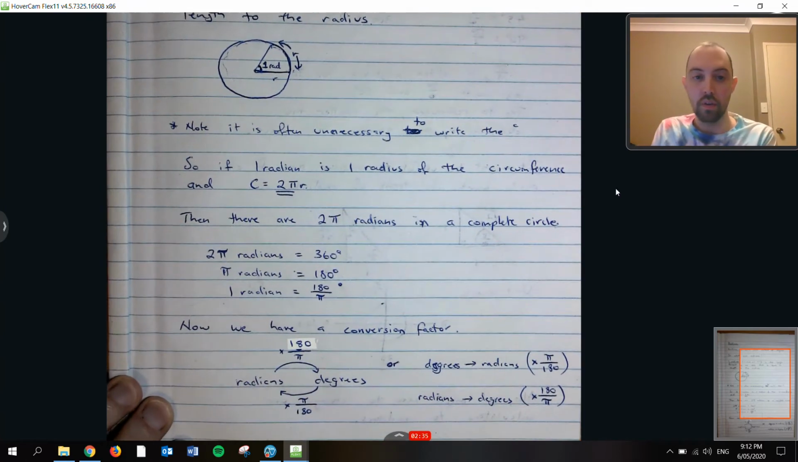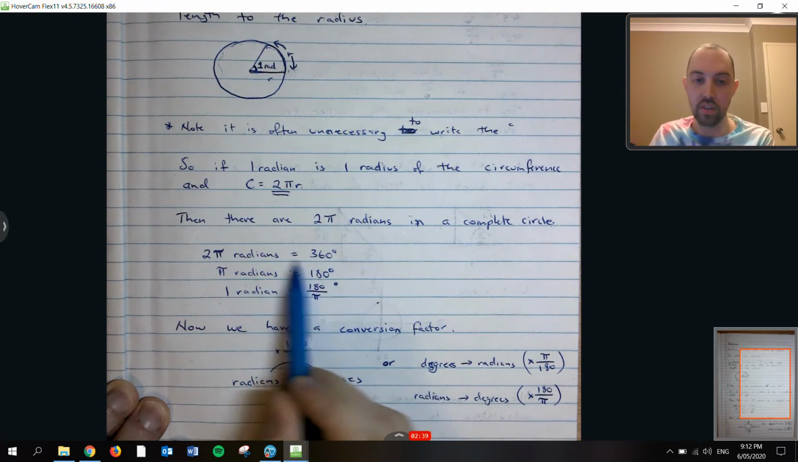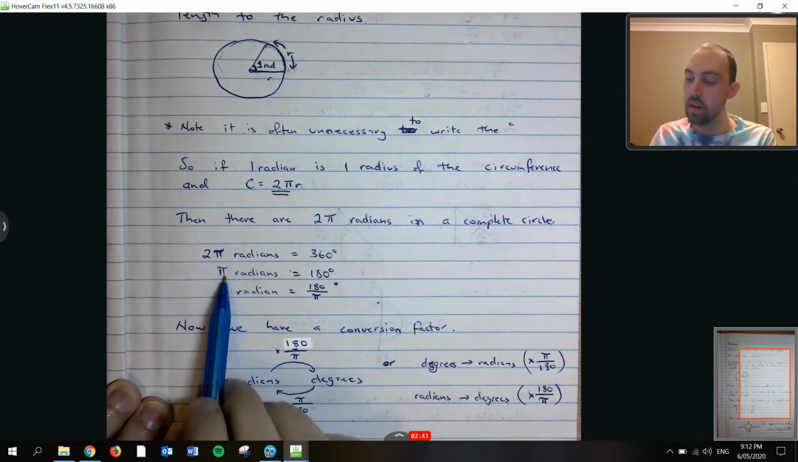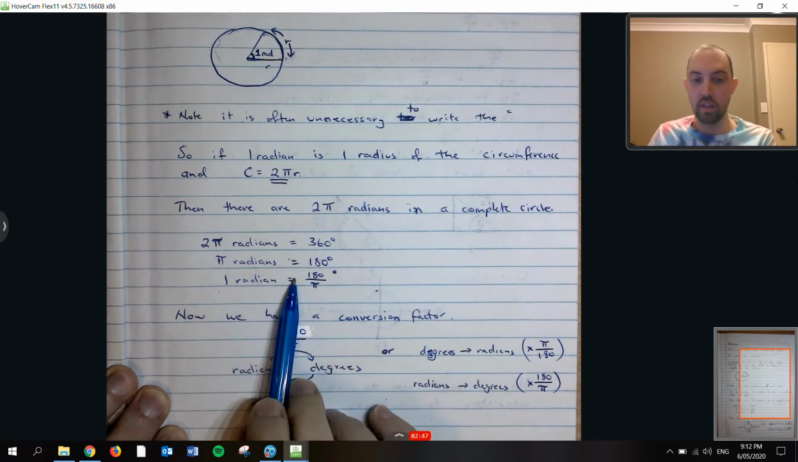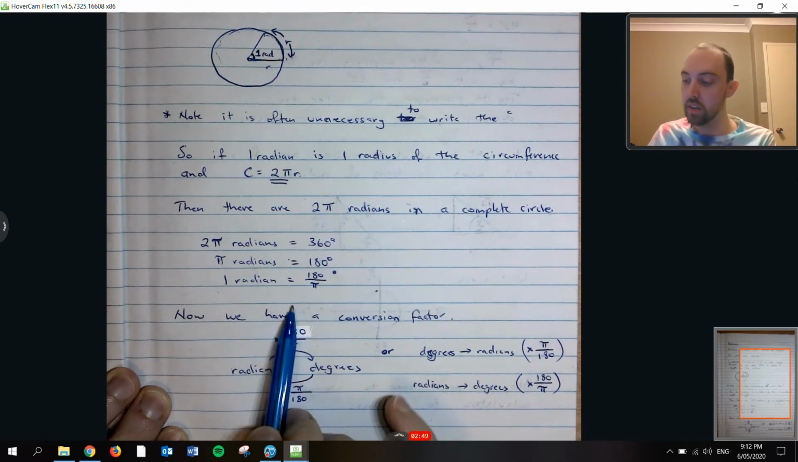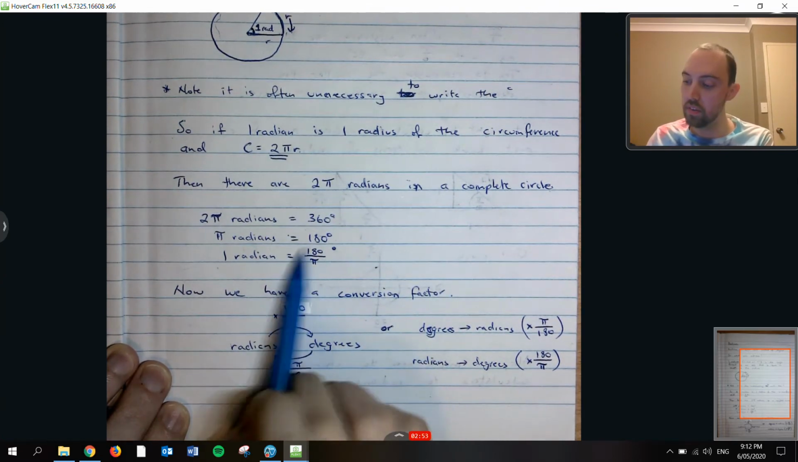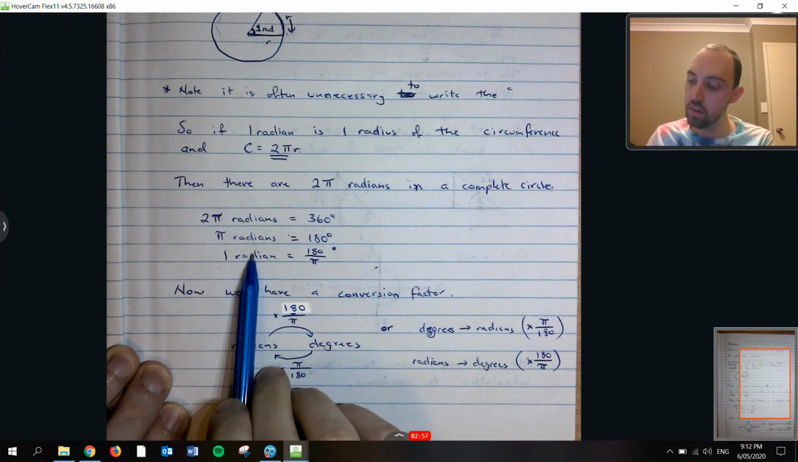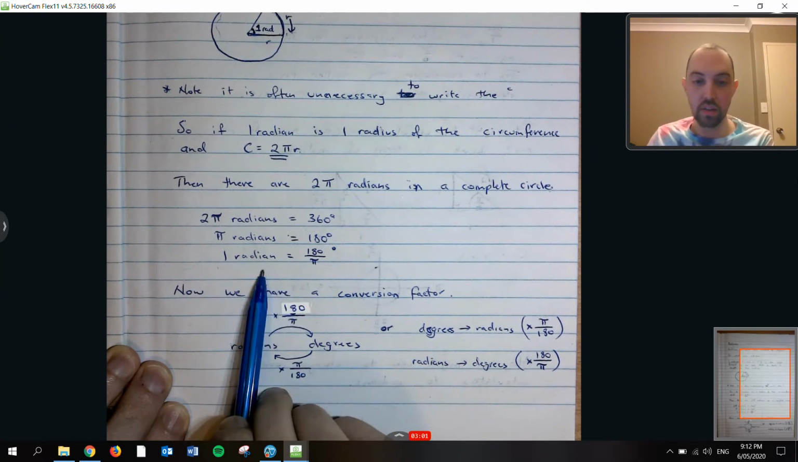So we have 2 pi radians, or 360 degrees. Or you could say pi radians is 180, or 1 radian is 180 on pi degrees. So this is our conversion factor, being able to go from radians to degrees, or from degrees to radians.